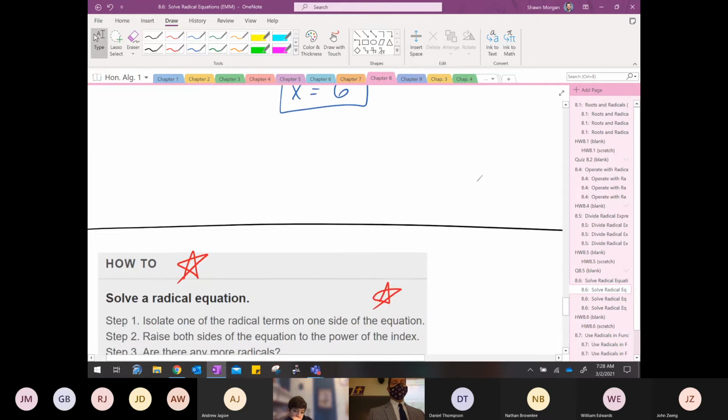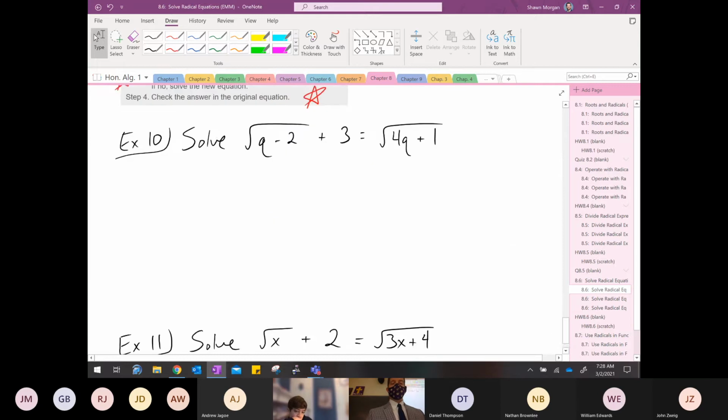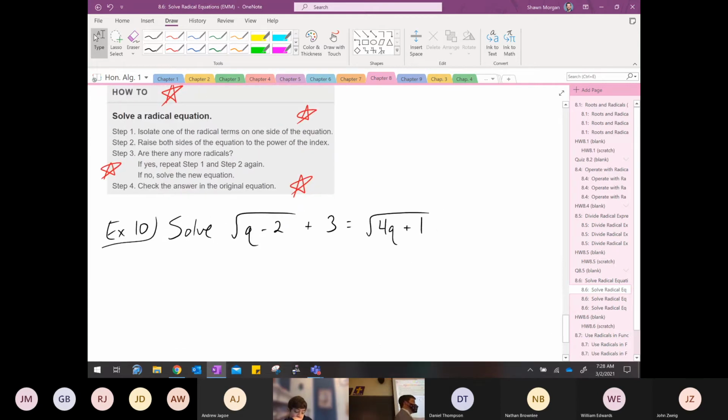All right, now let's talk adjustments here. Now that we've gotten a few examples under our belts, let's talk adjustments.